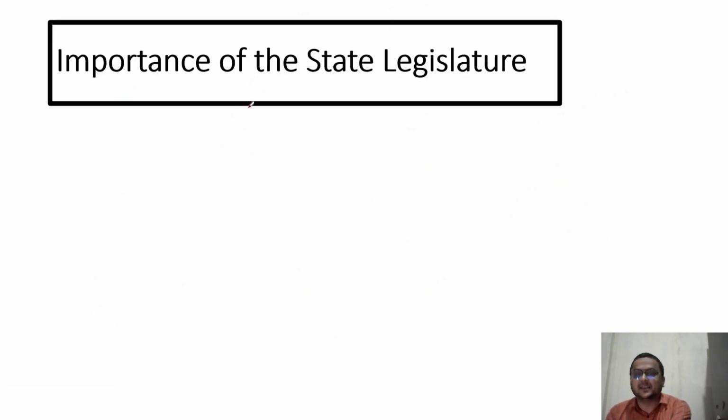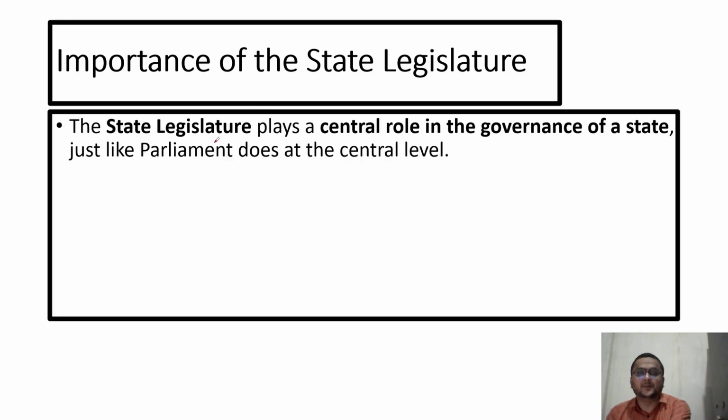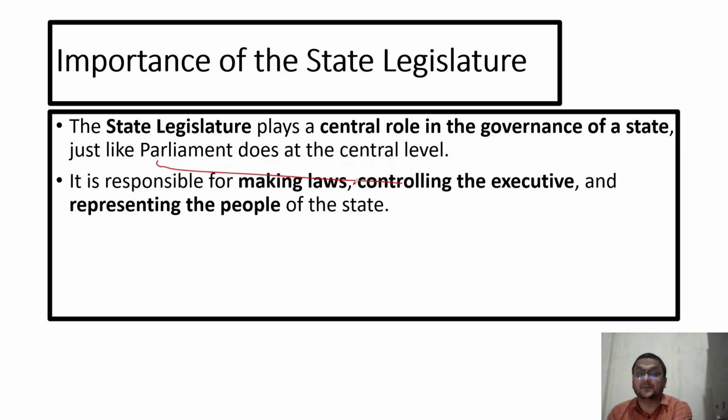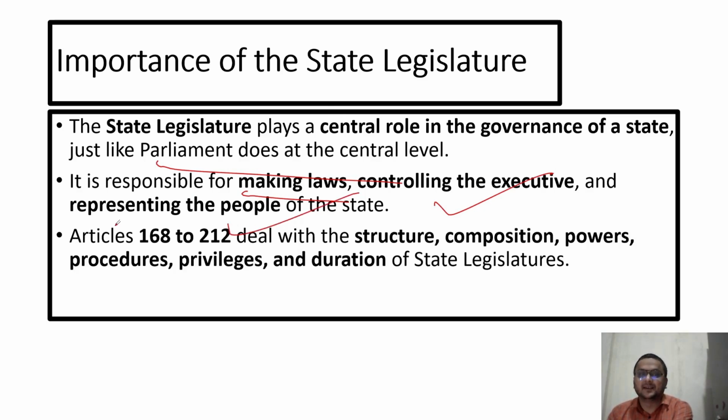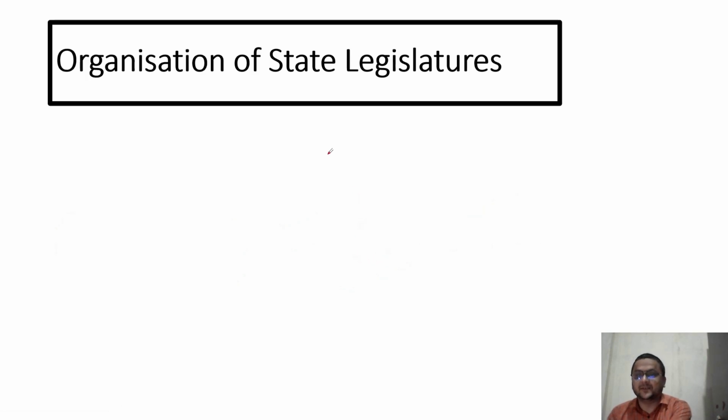So, what is the importance of the state legislature? Number one, the state legislature plays a central role in the governance of a state, just like Parliament does at the central level. It is a law-making body. It is responsible for making laws, controlling the executive, and representing the people of the state. The most important point is that Article 168 to Article 212 deal with the structure, composition, power, procedure, privilege, and duration of the state legislature. Let's examine one by one.